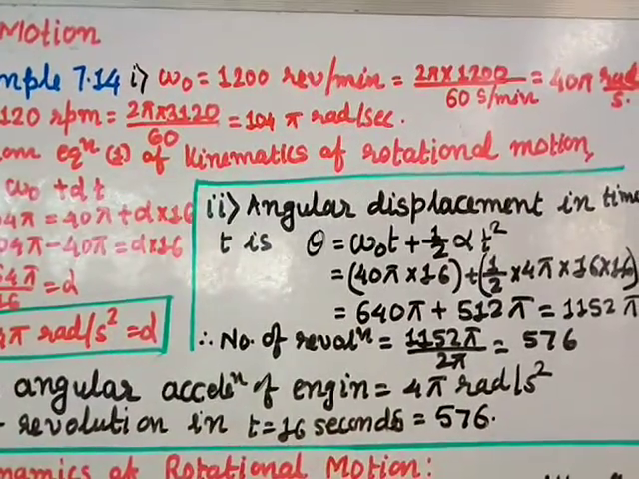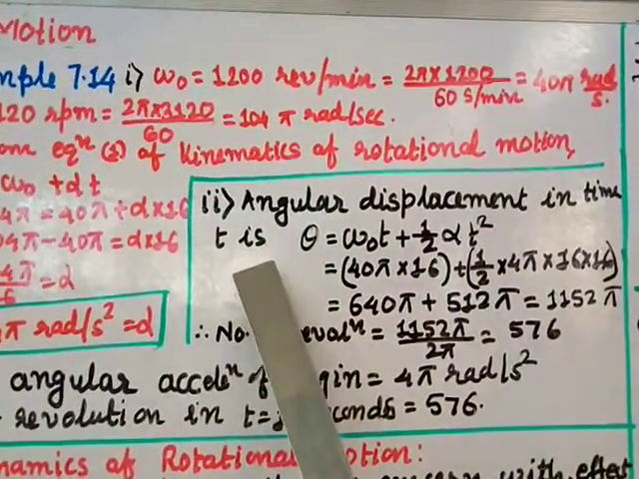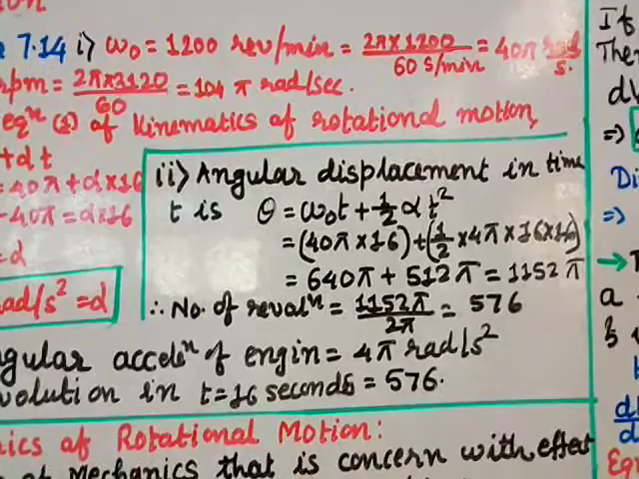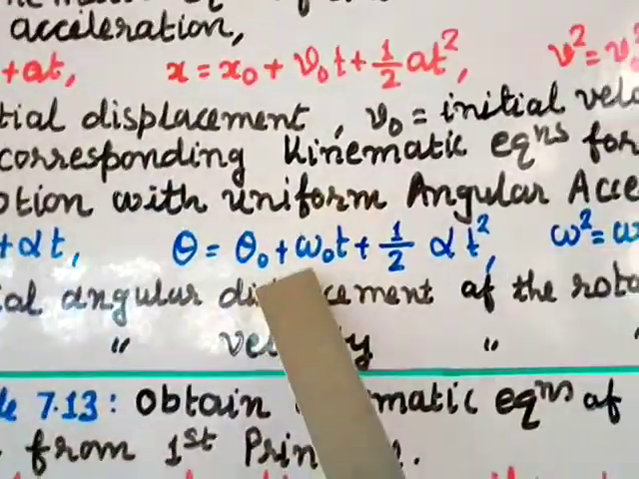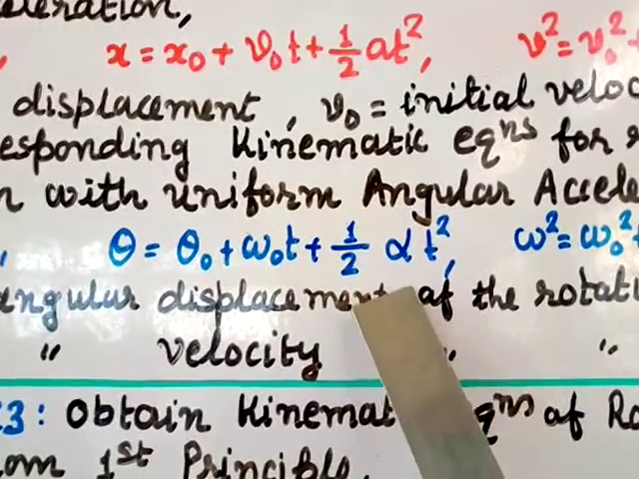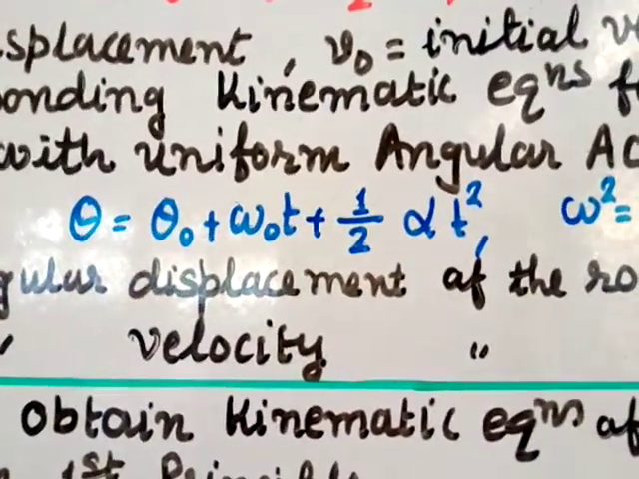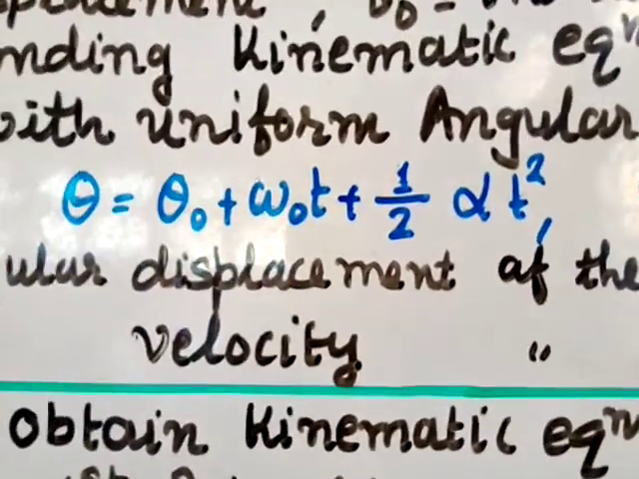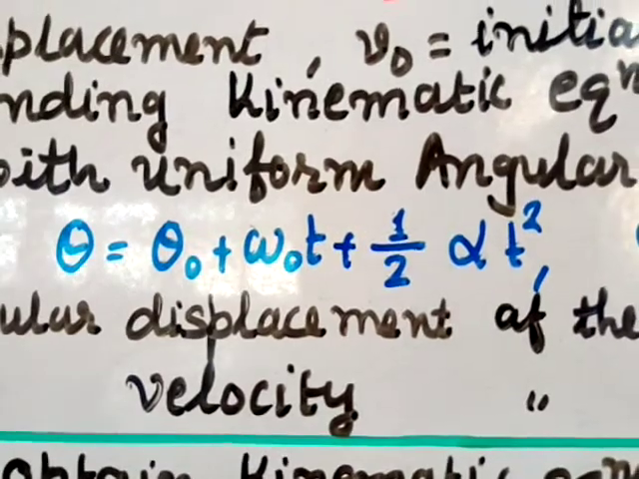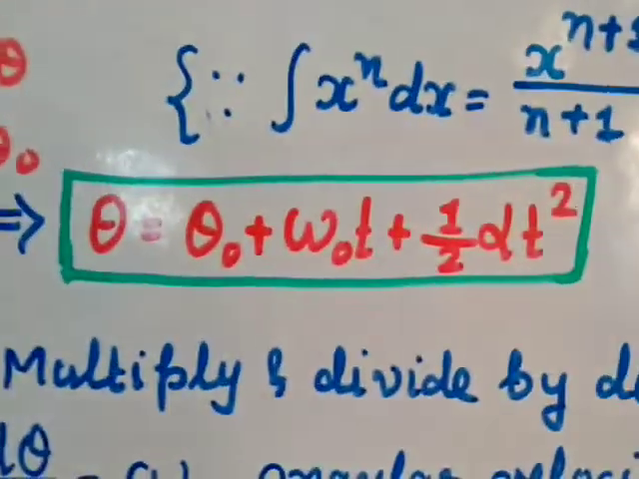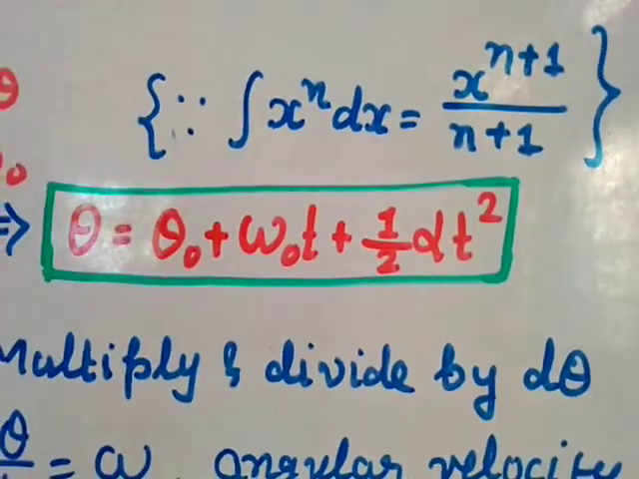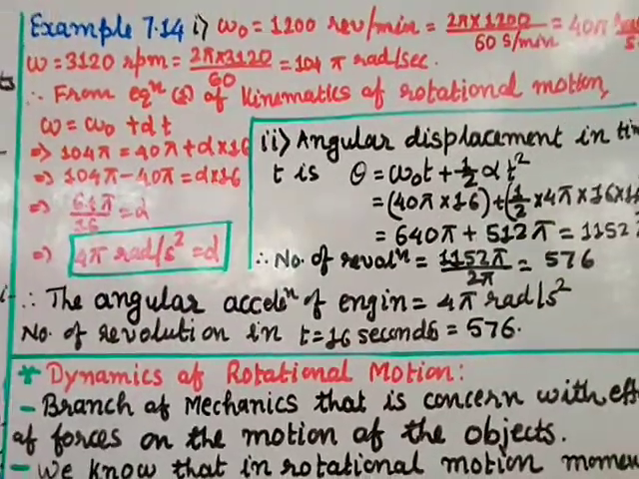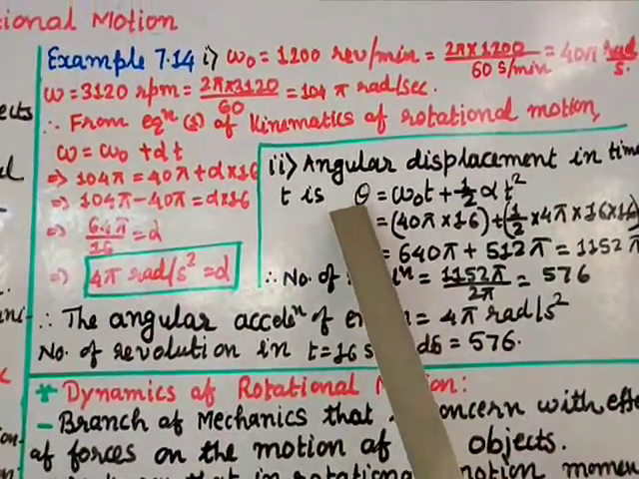For the second part, the angular displacement in time t is theta equals omega naught t plus 1 by 2 alpha t square. We are using the formula theta equals theta naught plus omega naught t plus 1 by 2 alpha t square, and theta naught initially we consider to be at the 0 point. Displacement is 0. So I use the second equation, theta is equal to omega naught t plus 1 by 2 alpha t square. Here we consider that the initial displacement is 0, starting from 0, so theta naught is not written here.